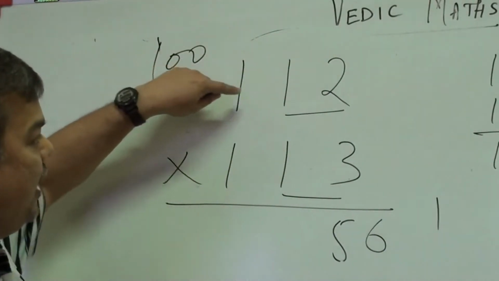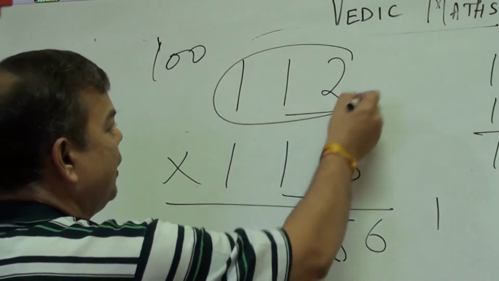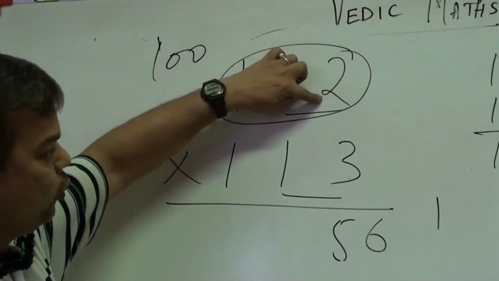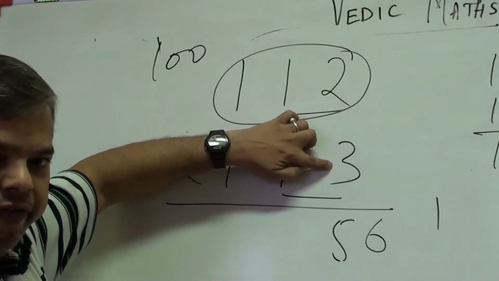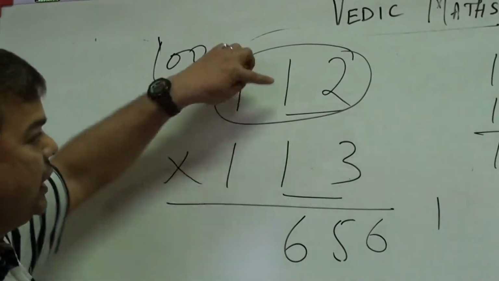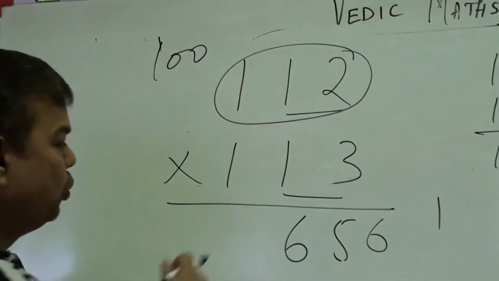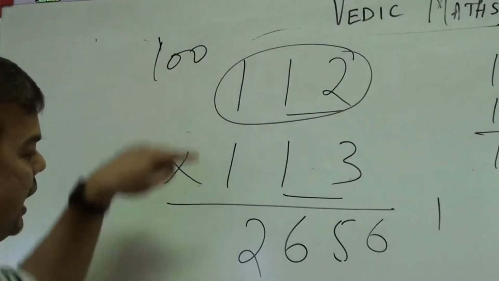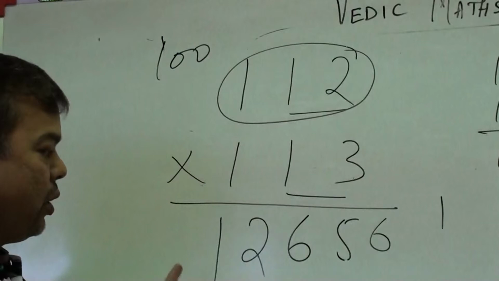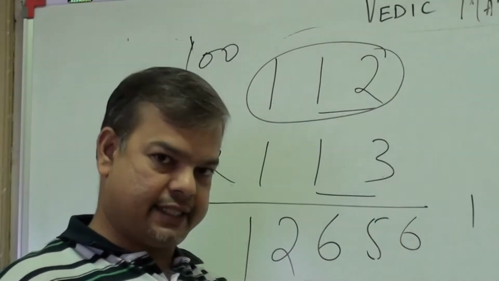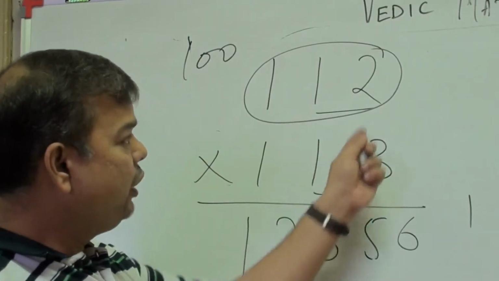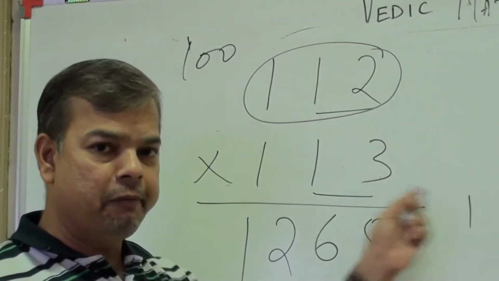After that you add 112, and in that you add only 13. So 2 plus 3, 5. This carried over 1 and 6. Then this 1 plus 1, 2. And this 1 as it is. So my answer is 112 into 113, 12656.